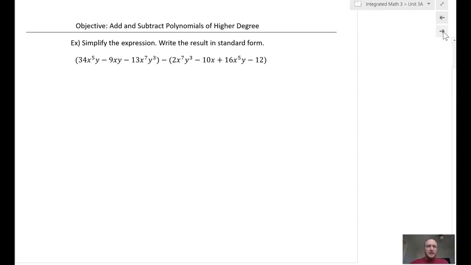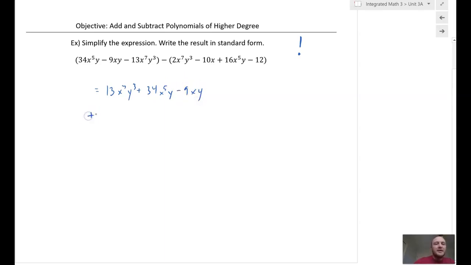Next, we're asked to simplify the expression and write the result in standard form. We have 34x to the fifth y minus 9xy minus 13x to the seventh y to the third, minus, and when I see this minus, I go on high alert that I'm going to have to add the opposite. 2x to the seventh y cubed minus 10x plus 16x to the fifth y minus 12. Again, I like to put these in standard form. So 13x to the seventh y cubed plus 34x to the fifth y minus 9xy.